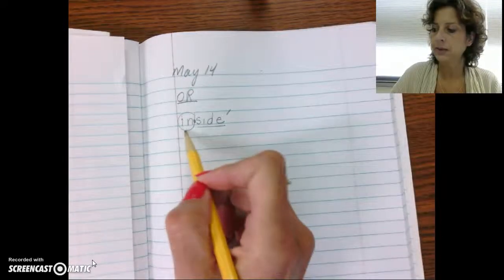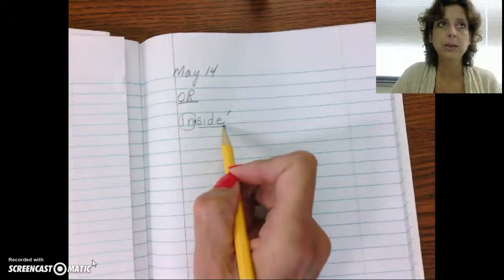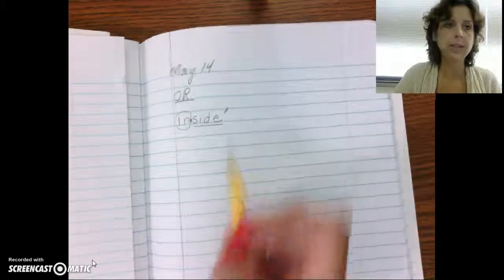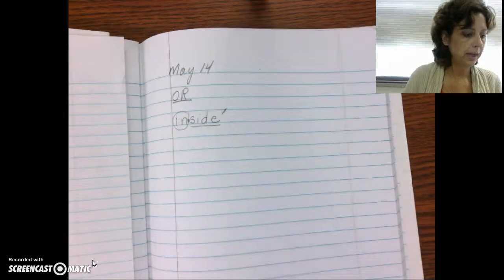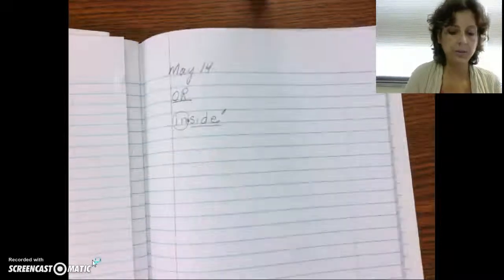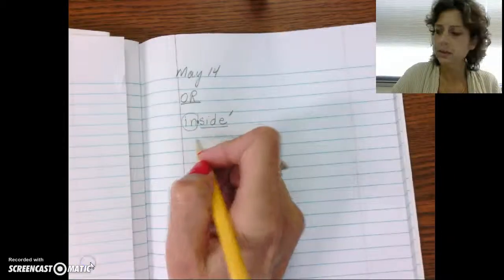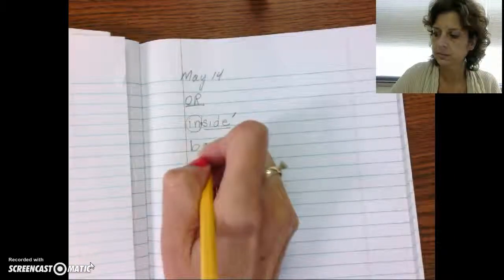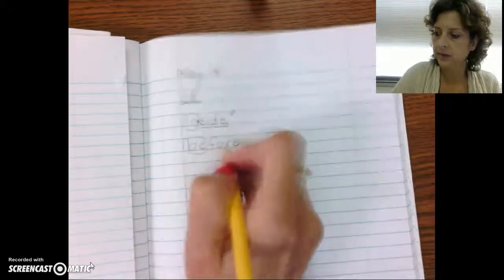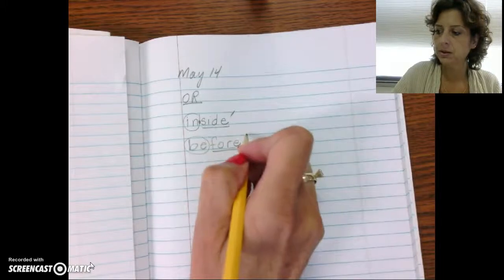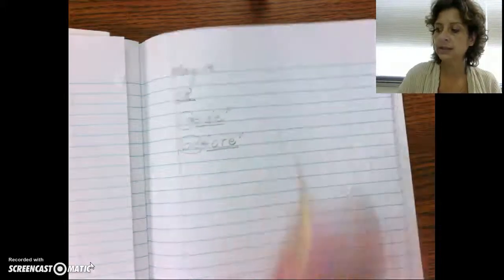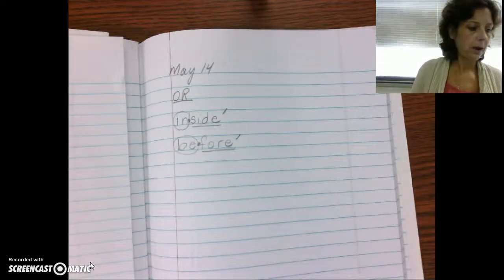So you have a prefix, you have the root word. The prefix does not get accented, but the root word does. So it's inside. Your next word is before. Before. And this is what you should have written. B is the prefix, for is the root. Divide between the two syllables. For is accented. Before. All right.